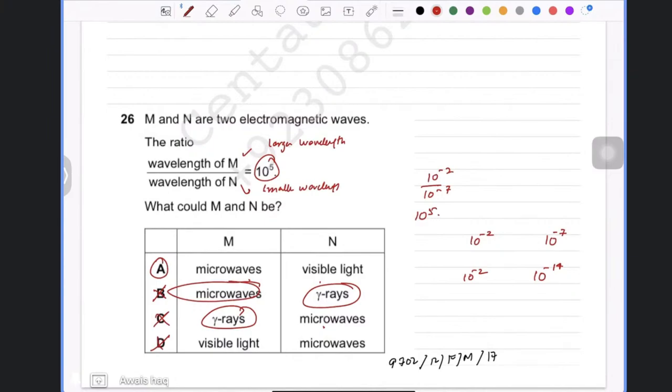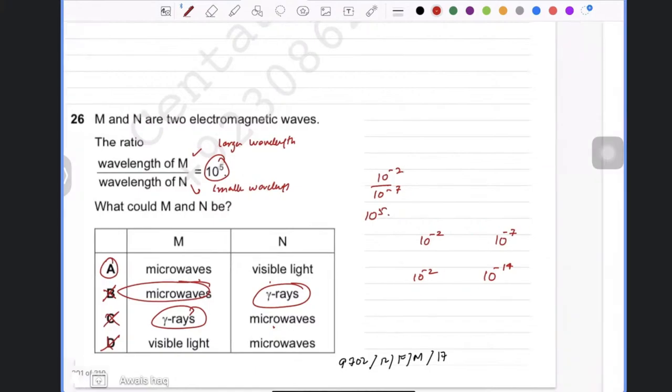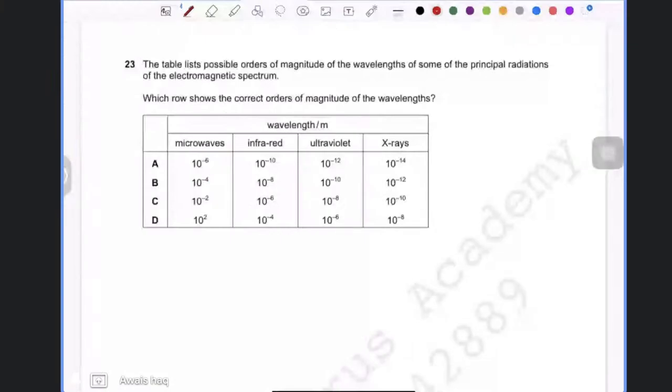So then let's go to this one. Usually you just need to remember the wavelengths directly and the range. Unfortunately, there's no other way. So we know that microwaves can lie between 10 raised to power minus 2 to, I think they can also be minus 4, but not minus 4. I don't think so. It would be this one only. And then infrared is correctly written, and ultraviolet is correctly written, and gamma rays is correctly written.